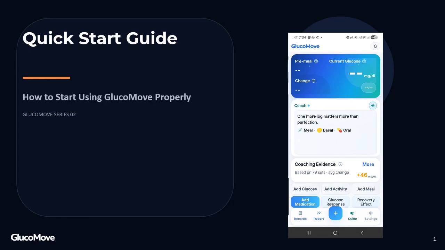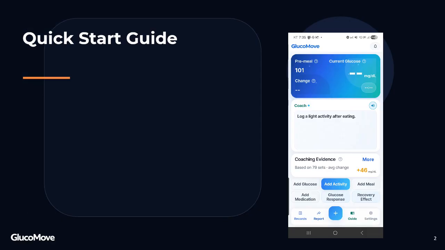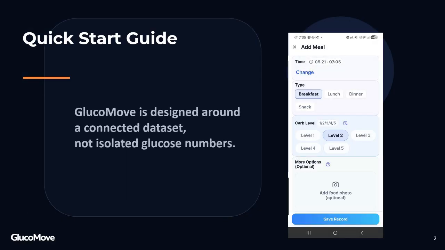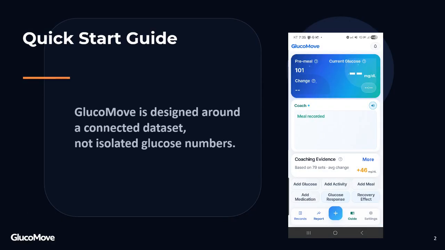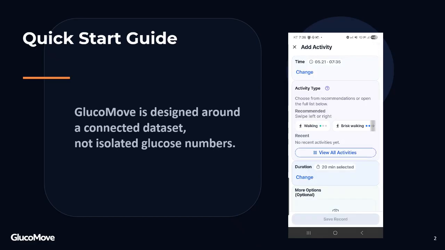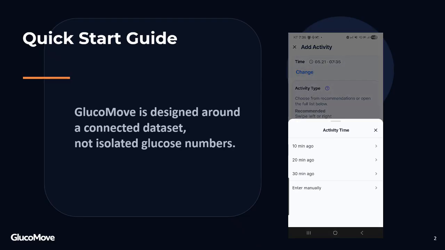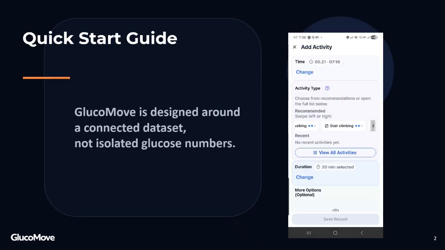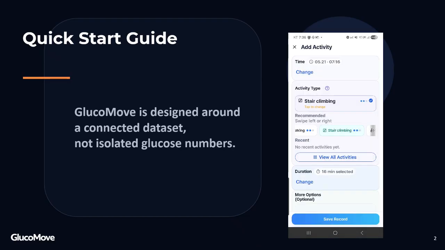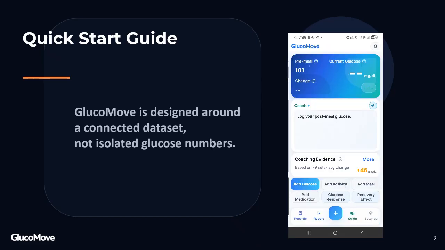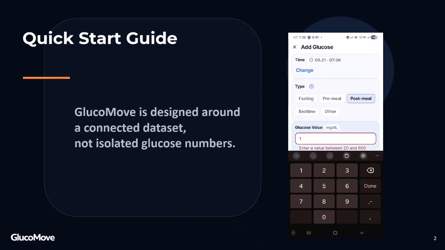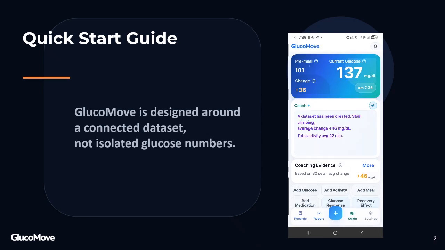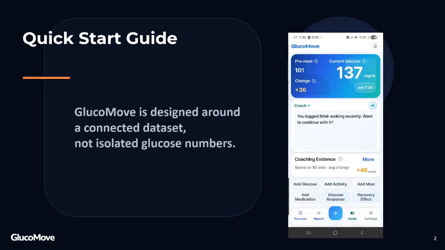Welcome to GlucoMove. In this quick start guide, we will walk through the basic structure of the app and explain how to start using it properly. Many glucose apps focus mainly on recording numbers, but GlucoMove is designed differently. Instead of focusing only on isolated glucose readings, GlucoMove focuses on connected datasets, patterns, and behavioral context. Through this video, you will see how glucose, meals, activity, and recovery become connected inside the app to create meaningful context and help users better understand their patterns over time.